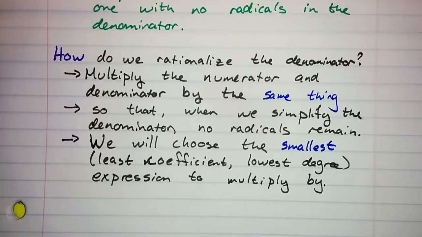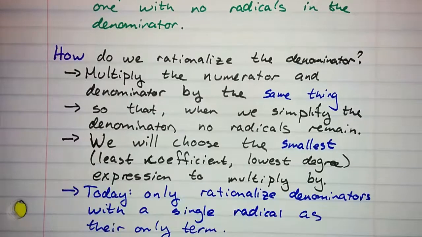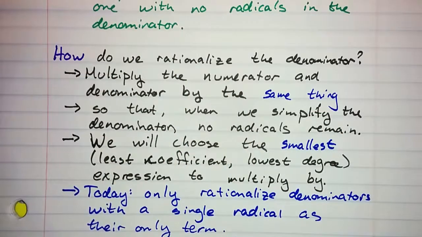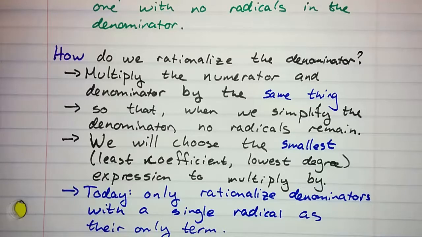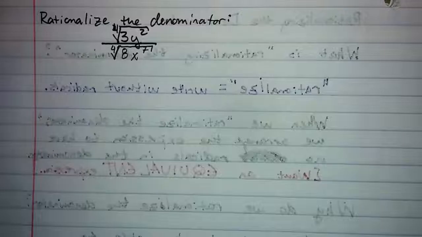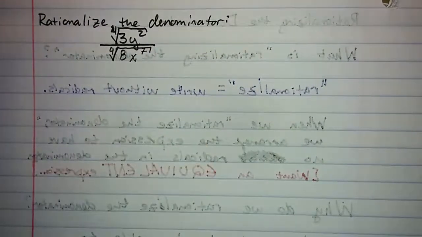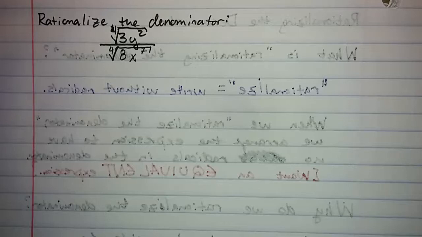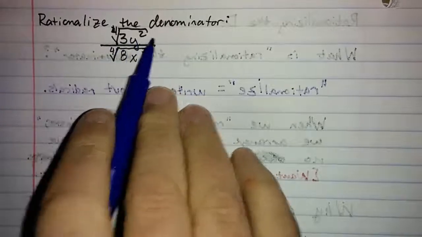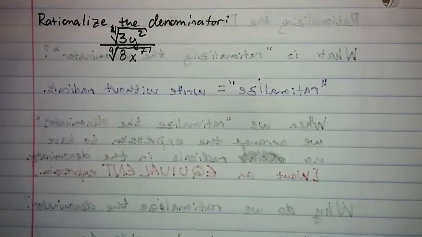Now, we can have some super complicated denominators. For our purposes today, we will only rationalize denominators with a single radical as their only term. All right, so we have our very general plan of action. Let's see a specific example and make our plan more specific. Let's say we want to rationalize the denominator in this expression, 3y squared over the fourth root of 8x to the 7th. My first move is going to be to factor the 8 into primes because prime numbers act just like variables. I'm not going to be concerned at all with the numerator for most of this process.